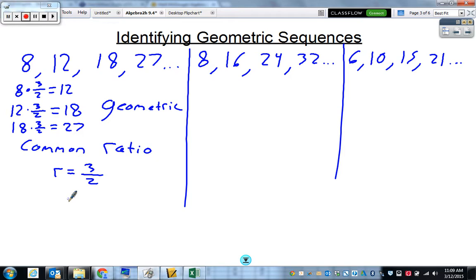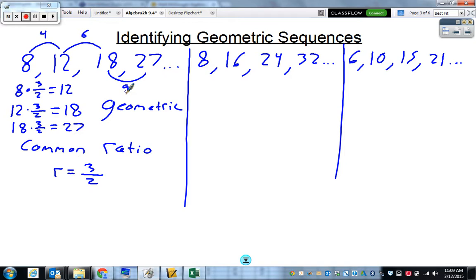Okay? If I check to see whether it was arithmetic, I'd say, well, the difference between 8 and 12 is 4. The difference between 12 and 18 is 6. And the difference between 27 and 18 is 9. So not arithmetic.